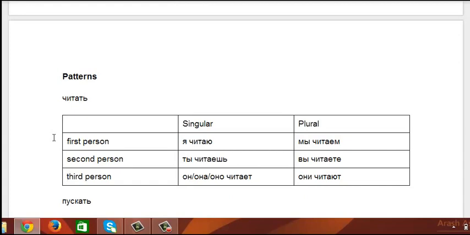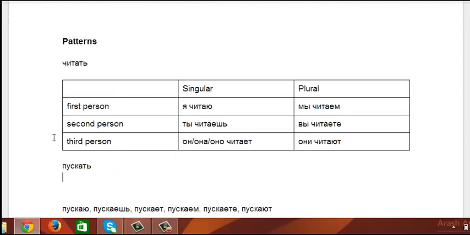Я пускаю. Ты пускаешь. Он пускает. Мы пускаем. Вы пускаете. Они пускают. That's our first pattern. So if I tell you on your test that a verb conjugates just like читать, you will know that it follows the same pattern that some people call the I pattern because it has that sound in it. Читаю. Читаешь.